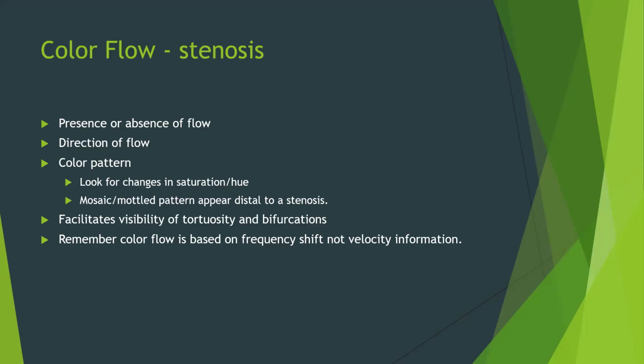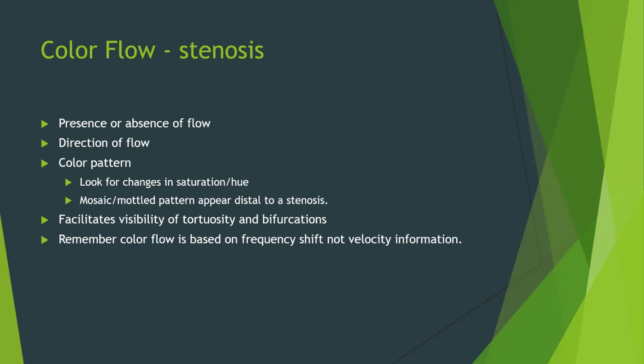So color pattern, we're looking for changes in the saturation or the hue, specifically like I was talking about, that mosaic or mottled pattern that can be at the stenosis or distal to the stenosis itself. So making sure that we put that Doppler in where we're seeing that mosaic to see what the velocities look like, because that may be where the highest velocity is, like I was just saying. It also facilitates the visibility of the tortuosity and the bifurcations.